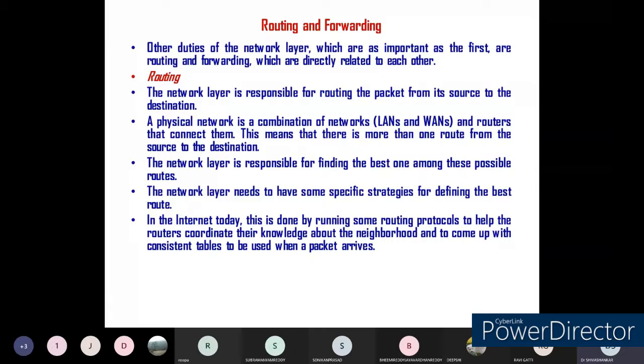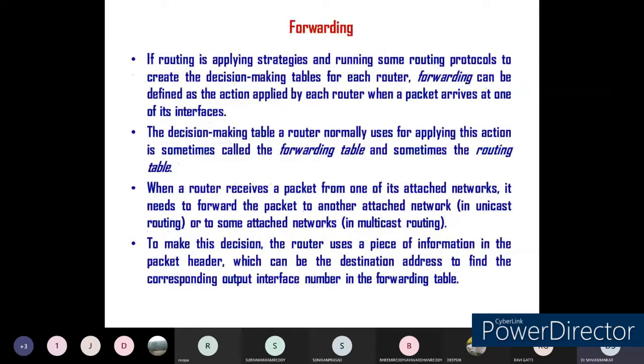For example, as I told you, the TCP/IP protocol, UDP protocol, and Internet Protocol: there are so many standard protocols for creating the means of routing. Right, routing. Now let us see what forwarding is. In a simple way, forwarding means how to send the data or packet from source to destination using intermediate nodes. That is called forwarding.